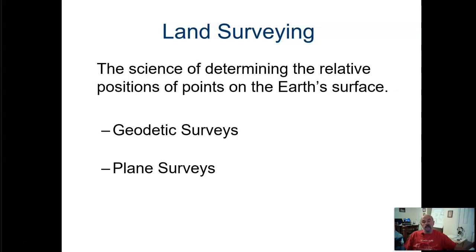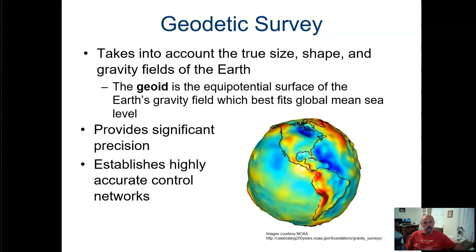Land surveying, the science of determining the relative positions of points on Earth's surface. Two different types: geodetic surveys and plane surveys. A geodetic survey is based on the true shape of the Earth. The true shape of the Earth is not a sphere, but it's an irregular ellipsoid shape. Many models of the true shape of the Earth exist. One model, the geoid, is a model of the assumed mean sea level, which is dependent on the gravitational forces around the world.